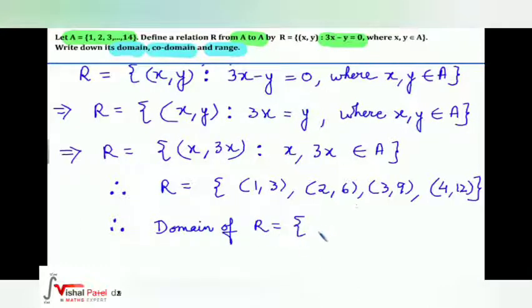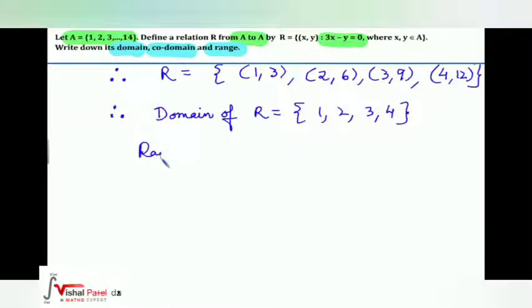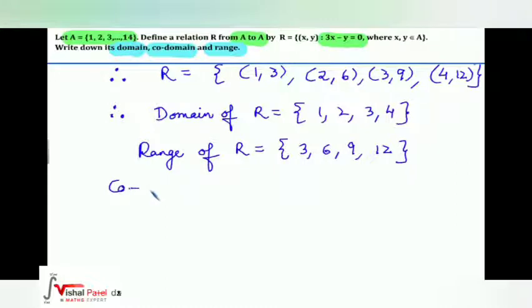So domain is equal to the first elements of your relation. So the first elements of all pairs are 1, 2, 3 and 4. It is called your domain, and range is equal to the second elements of your pairs. So all your second elements are 3, 6, 9 and 12. So your range is 3, 6, 9 and 12, and codomain is your second set, the whole second set. Here the second set is A, so your codomain is 1, 2, 3, 4 up to 14.